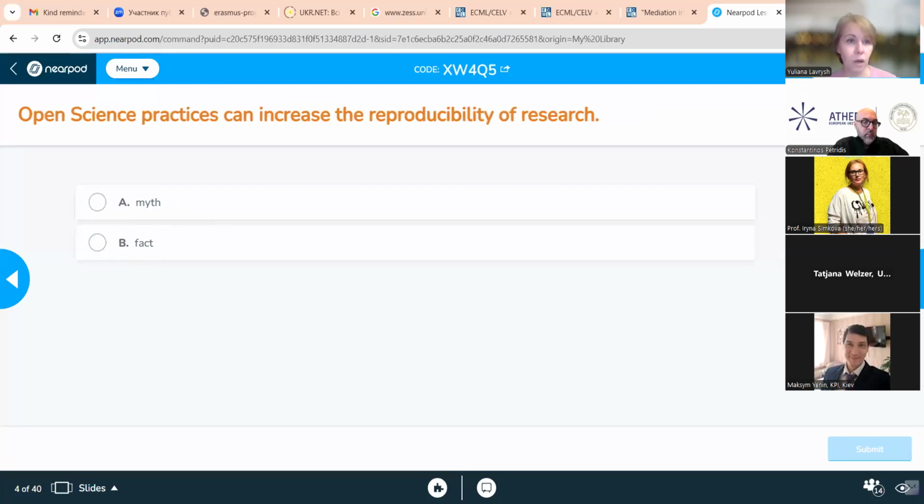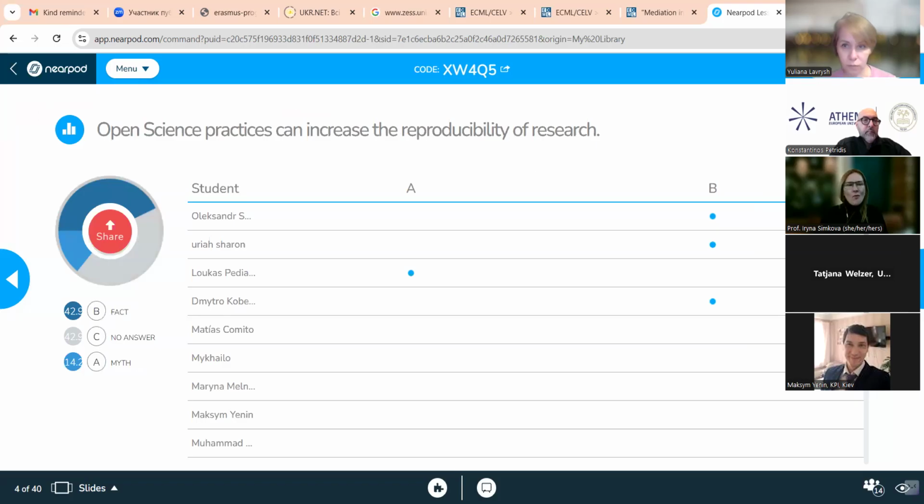The next point. Open science practices can increase the reproducibility of research. Even if you don't know what reproducibility is, try to guess. We will discuss it later in detail, but you can just differentiate that something produce, something to make something. So please, your responses. Is it true or false? Myth or fact? Let's follow your choice.